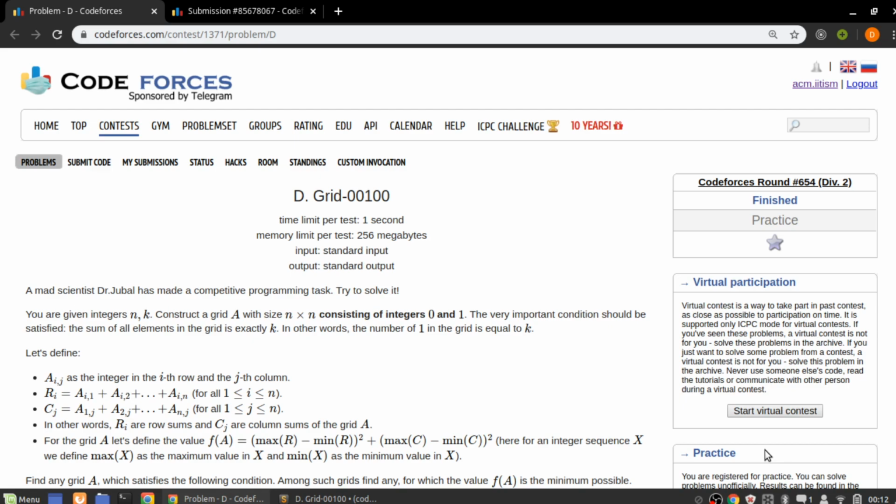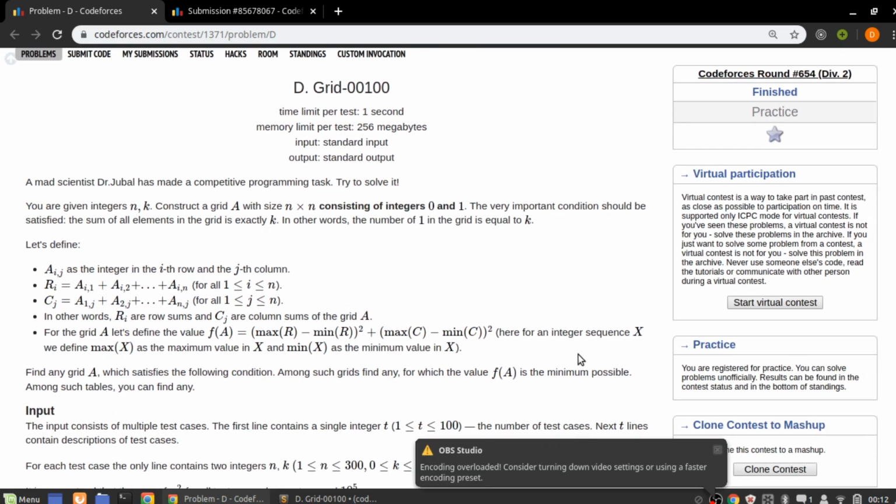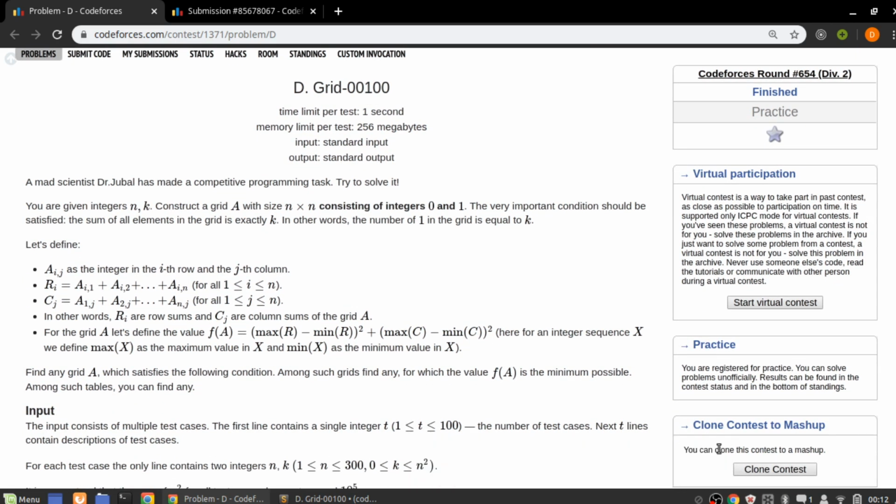Hey guys, I'm going to talk about the D problem, Grid-00100 of Codeforces Round 654, rated for Division 2. In this problem you are given integers n and k, and we need to construct an n cross n grid A consisting of zeros and ones. The condition is that the sum of all elements in the grid should be equal to k. As it consists only of zeros and ones, the sum of all elements means that the number of ones in the grid should be equal to k.